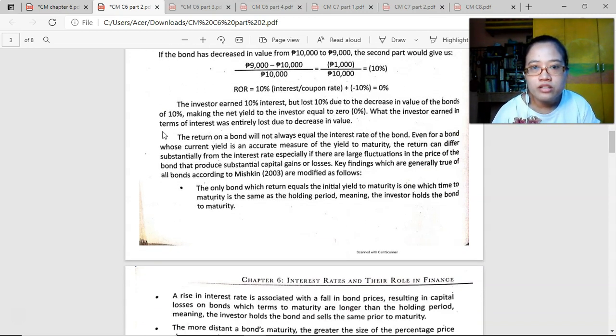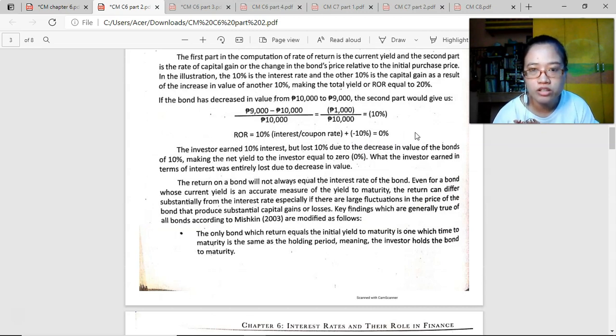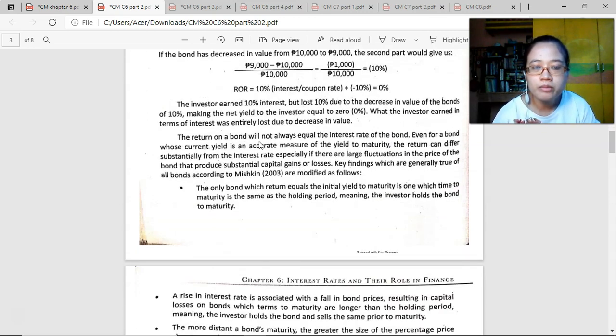What the investor earned in terms of interest was entirely lost due to decrease in value. Okay, in that particular scenario. The return on a bond will not always equal the interest rate of the bond. So again, nagkataon lang yan. Even for a bond whose current yield is an accurate measure of the yield to maturity, the return can differ substantially from the interest rate, especially if there are large fluctuations in the price of the bond that produce substantial capital gains or losses. Key findings, which are generally true of all bonds according to Mishkin, are modified as follows.